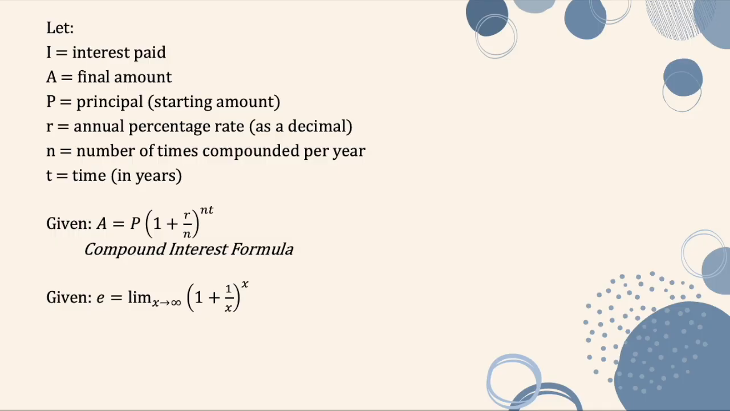We're given two formulas. We are given the compound interest formula of A is equal to P times 1 plus the rate over the number of times compounded per year, to the power of the number of times compounded per year times the number of years. We're also given the definition of E as a limit. So E is the limit as x approaches infinity of 1 plus 1 over x to the power of x.